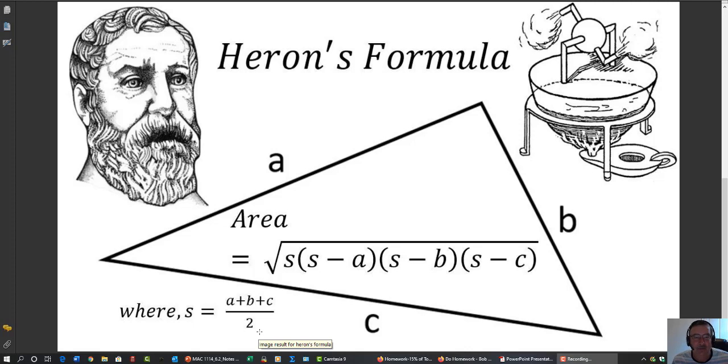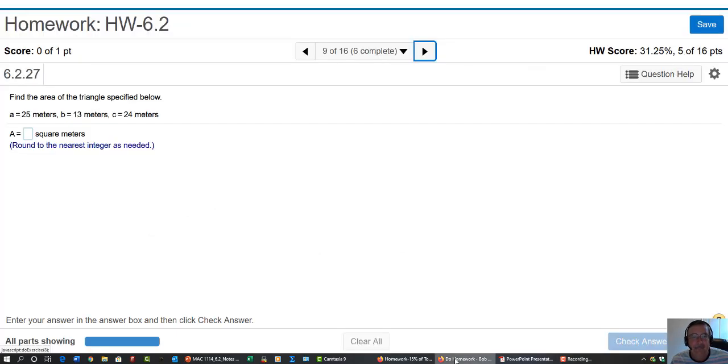Now, a lot of students will miss this on the test or in assignments because they'll try to divide by 3, but this brilliant mathematician here came up with this formula, so we're going to go ahead and apply it to our last example here. So it says find the area of the triangle specified below. So it gives us side A is 25, B is 13, and C is 24. So let's apply the famous Heron's formula.